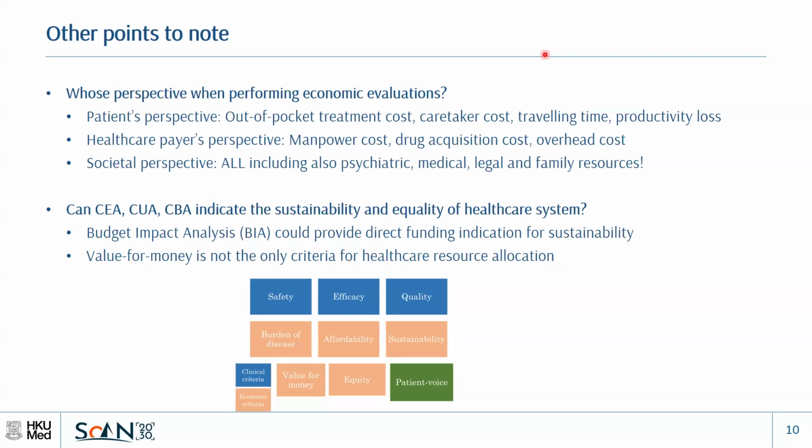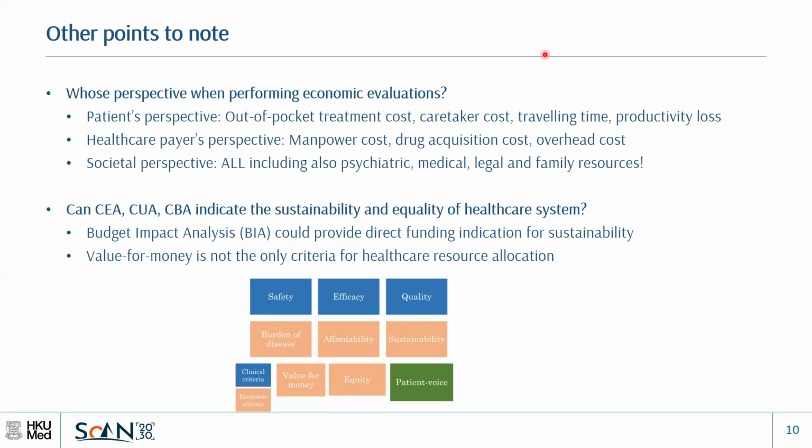There are also some additional points worth noting. For all types of economic evaluation, we need to know whose perspective we stand for. From the patient's perspective, out-of-pocket treatment cost, caregiver cost, traveling time, and productivity lost should be considered in the costing components. From the healthcare payers' perspective, we should consider manpower cost, drug acquisition cost, and overhead cost. From the societal perspective, we should include all opportunity costs such as psychiatric care, medical care, legal and family resources, all into consideration.